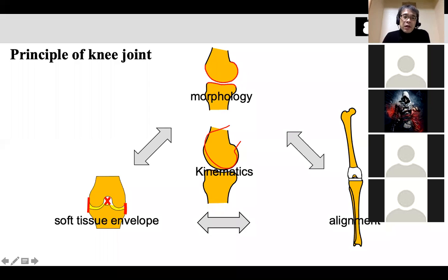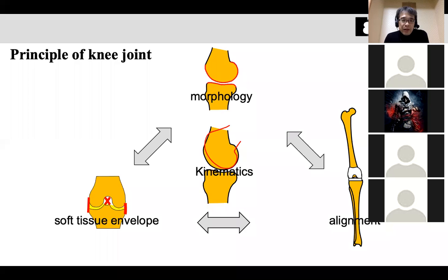Okay. This is a principle of knee joint. Knee joint is very complex. This is a combination of morphology and soft tissue balance and alignment. So soft tissue decides the morphology, and the morphology decides the alignment.